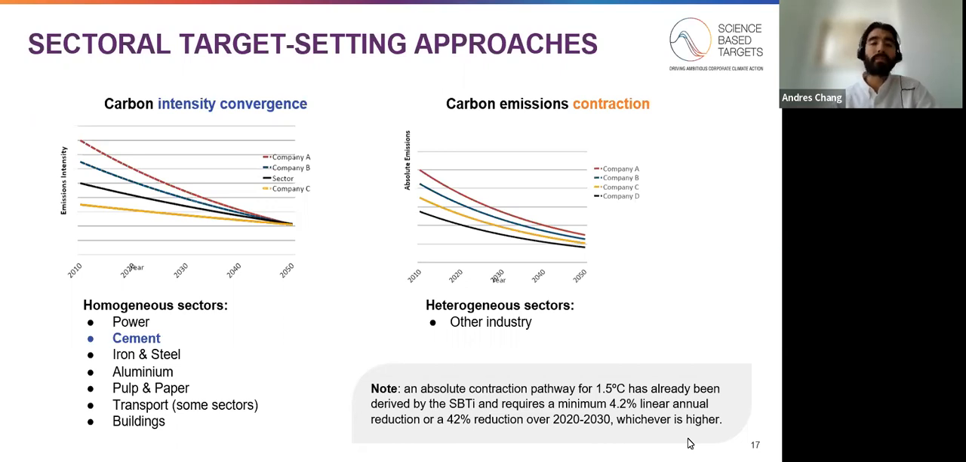The other approach that the SBTi recognizes is based on absolute emissions reductions. So all companies are assumed to reduce emissions by the same rate in absolute terms. For the SBTi, our absolute contraction minimum reduction rate is 4.2% linear annual reduction. This translates to a 42% reduction between 2020 and 2030. Most companies submitting to the SBTi set absolute targets for about a 50% reduction by 2030. Next slide.